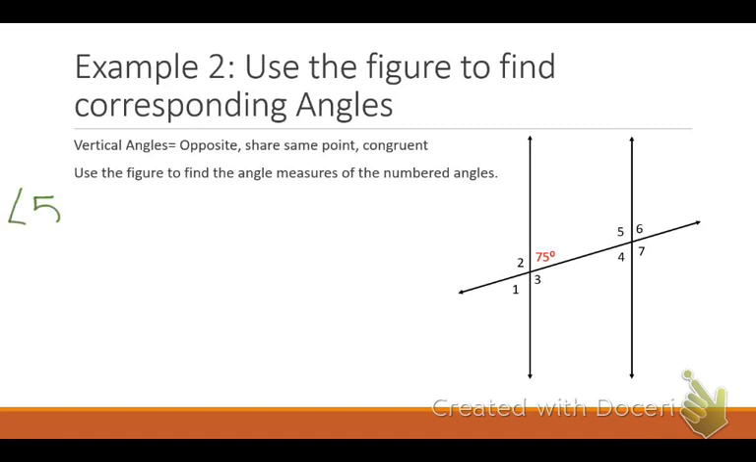Does anyone want to give this one a shot? Angle 5, someone new? Milani? 105. Okay, so she said 105 degrees, and what's your why? Because it's corresponding with angle 2. That's exactly right. Can anybody think of another reason that angle 5 is 105 degrees? Caleb, why? Okay, it is, but we technically don't know angle 7 yet. It's also supplementary to 6.